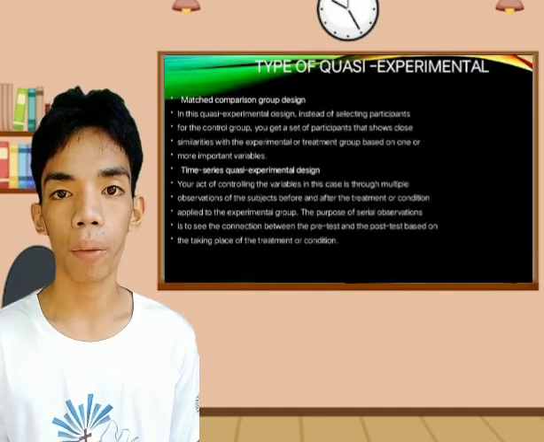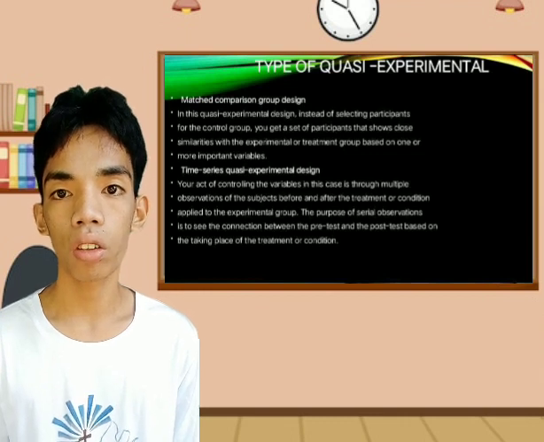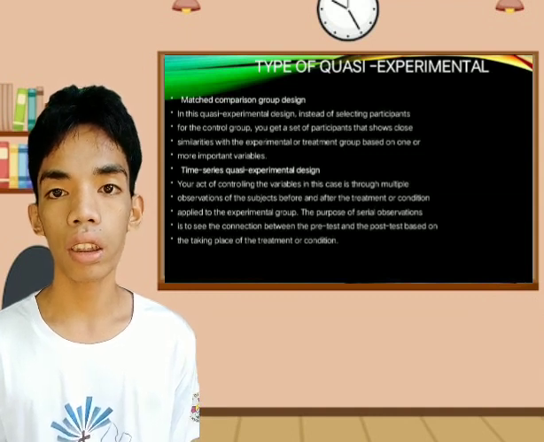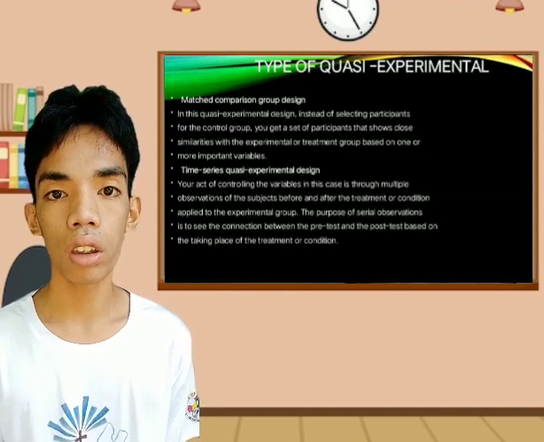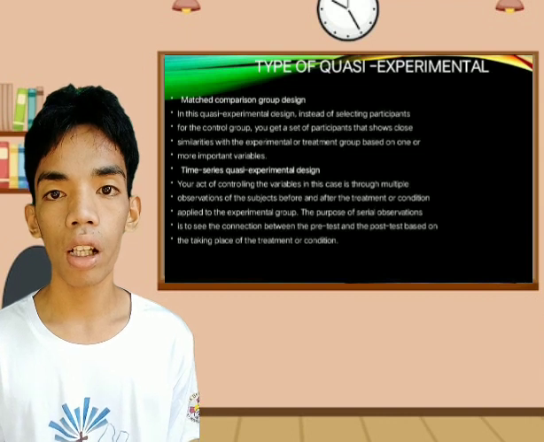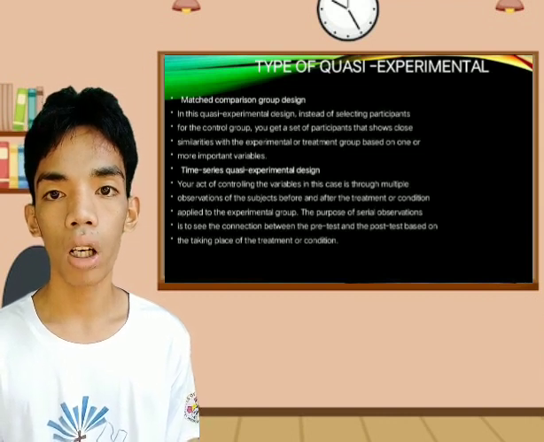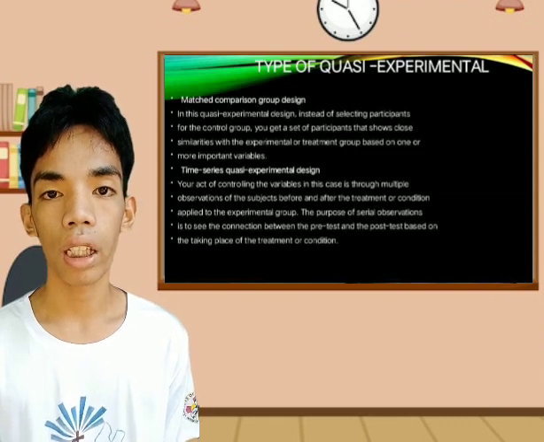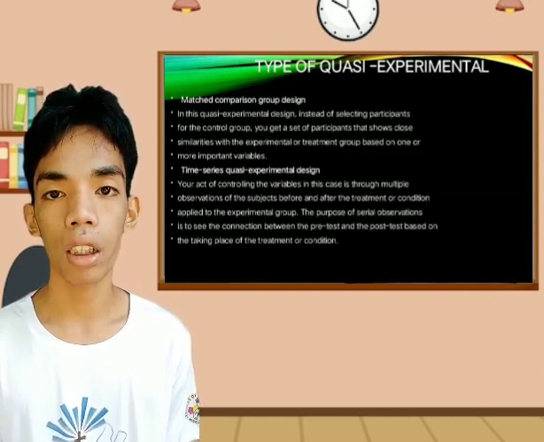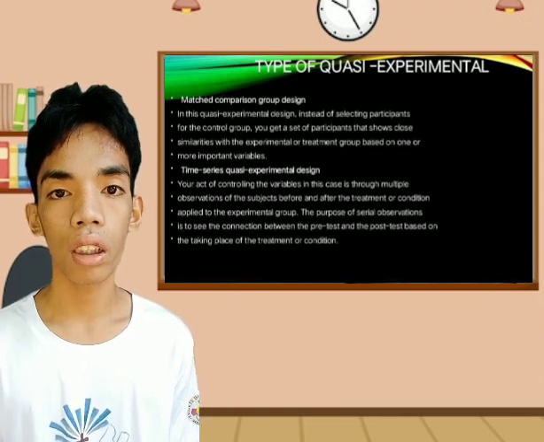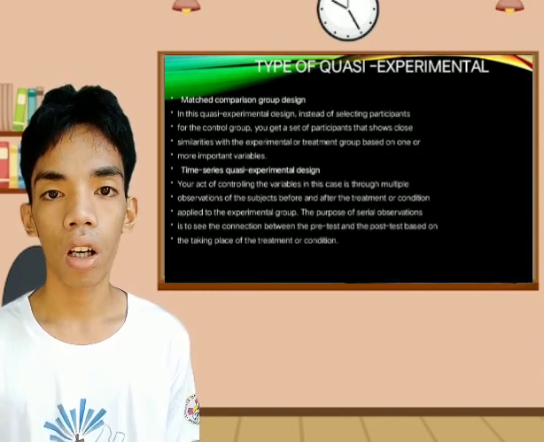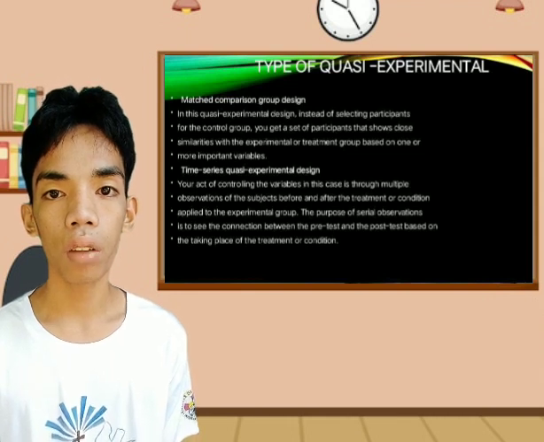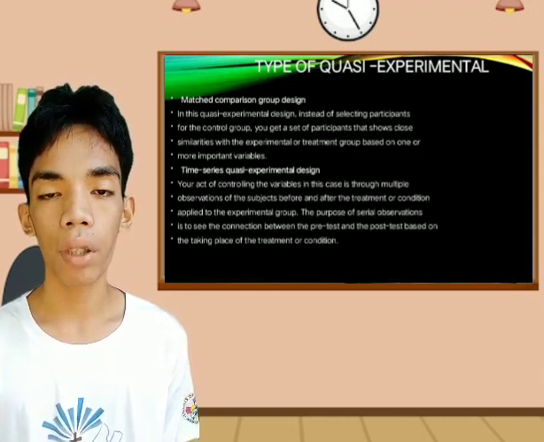Types of quasi-experimental design. First, matched comparison group design. In this quasi-experimental design, instead of selecting participants for the control group, you get a set of participants that shows close similarities with the experimental or treatment group based on one or more important variables. Second, time series quasi-experimental design. Your act of controlling the variables in this case is through multiple observations of the subject before and after the treatment or condition applied to the experimental group.